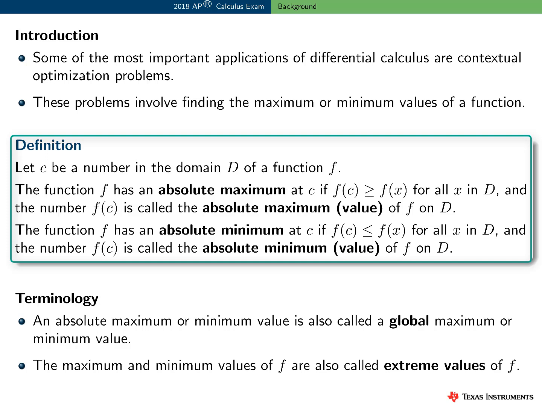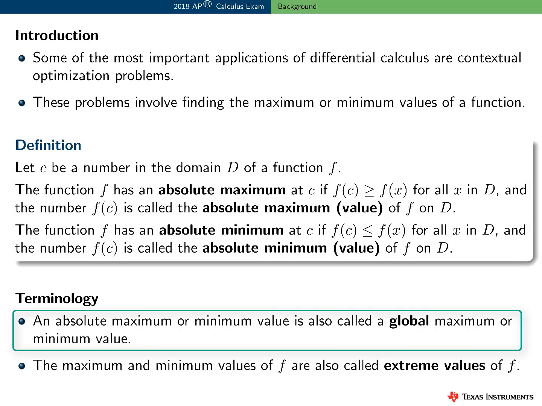Now, I'm not going to read through this entire definition. Let C be a number in the domain D of a function f. The function f has an absolute maximum at C if f of C is greater than or equal to f of x for all x in the domain D. The number f of C is called the absolute maximum or the absolute maximum value of f on D. And there's a similar definition here for absolute minimum.